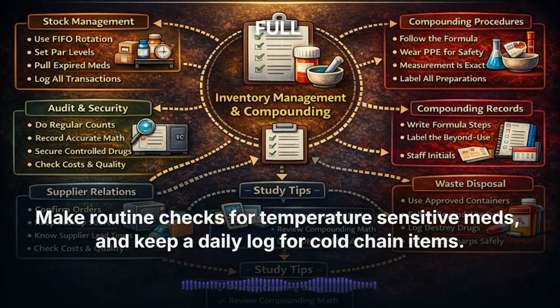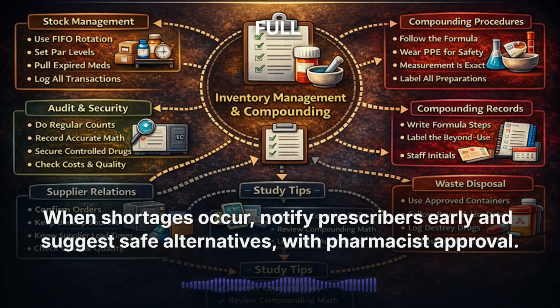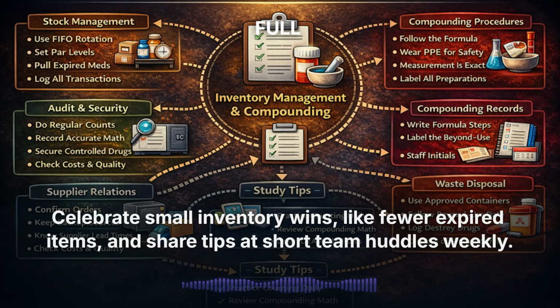Make routine checks for temperature-sensitive meds, and keep a daily log for cold chain items. When shortages occur, notify prescribers early and suggest safe alternatives, with pharmacist approval. Celebrate small inventory wins, like fewer expired items, and share tips at short team huddles weekly.